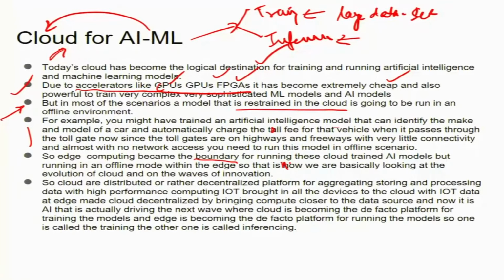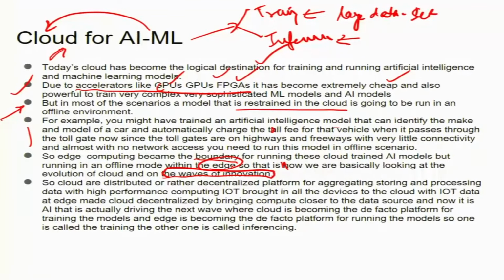So you are basically looking at the evolution of the cloud and the waves of innovation. What this course is about is how to understand these waves of innovation, where even if your application is running in offline mode, you can leverage the cloud for AI and ML, and that is nothing but edge computing.